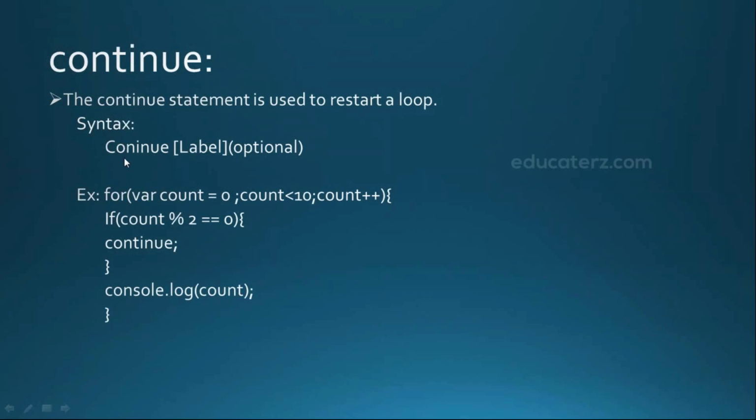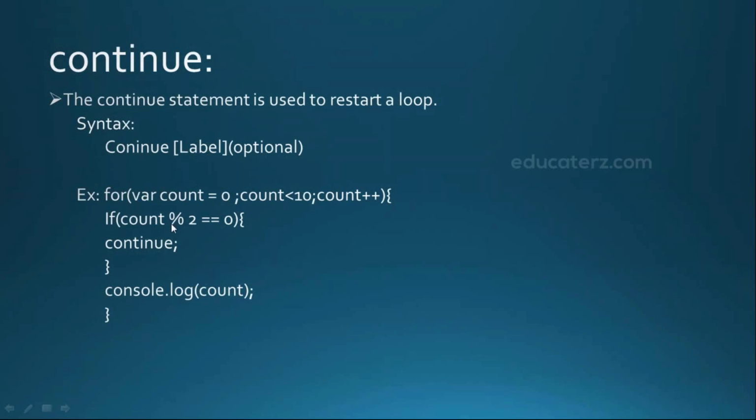So the syntax is continue label, which is optional. You can specify directly continue or continue with the label statement. Here, let's say I want to print only odd numbers. Let's say count equal to 0 and count should be less than 10 and count plus plus. So the loop runs from 0 to 9.